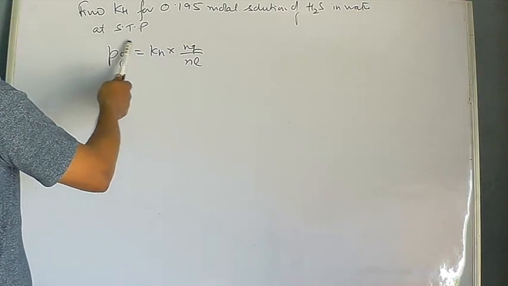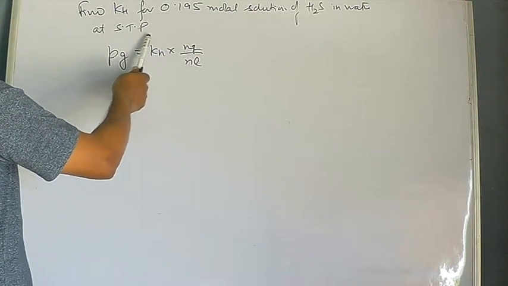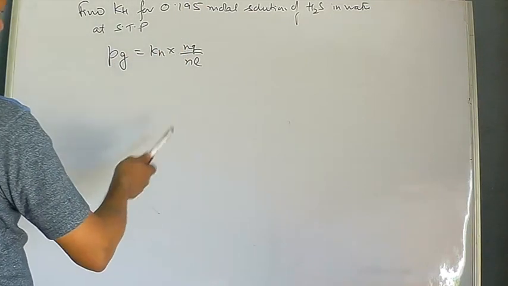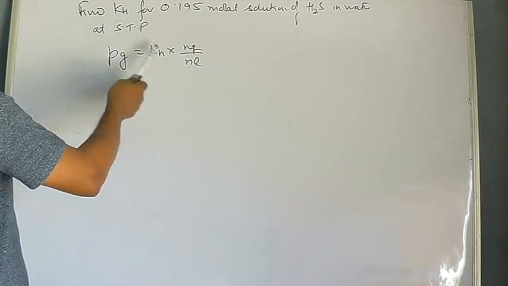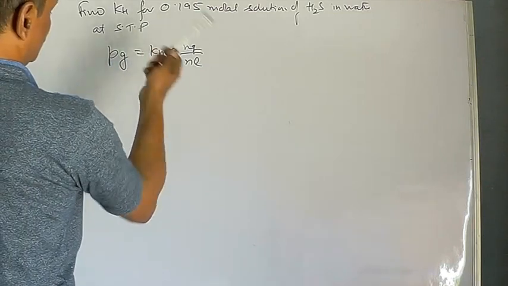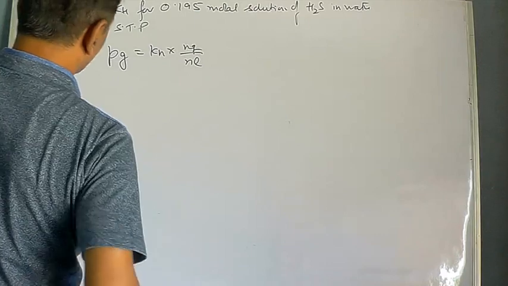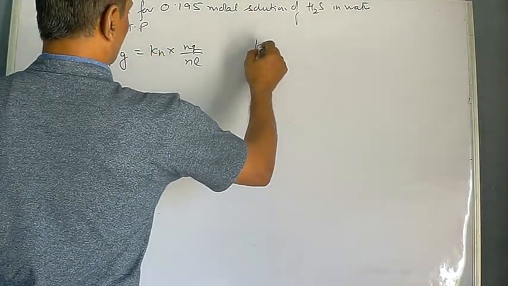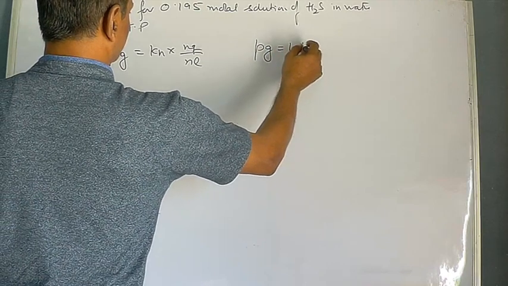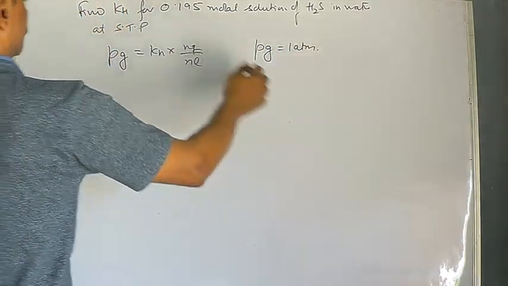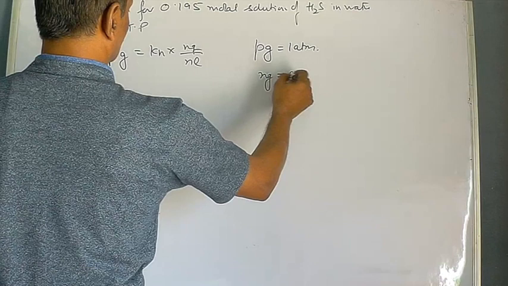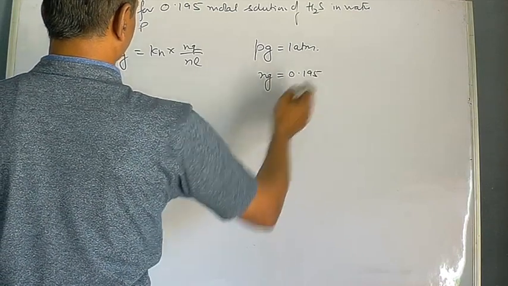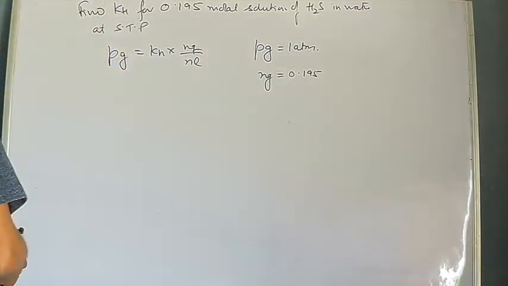So whatever unit of pressure you are writing here, the same unit will be of Henry's constant. Class, I've already told you that at STP the pressure is 1 atm or 1 bar. If you put 1 atm, then the answer will come in atm. If you put 1 bar, then the answer will come in bar. So let us take pressure 1 atm. So partial pressure of the gas is 1 atm. Number of moles of gas is 0.195. But what is Nl?